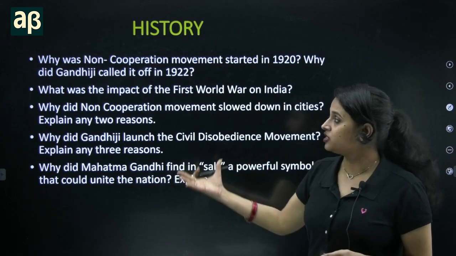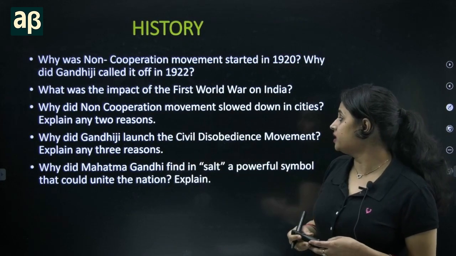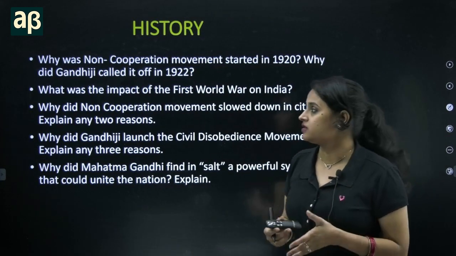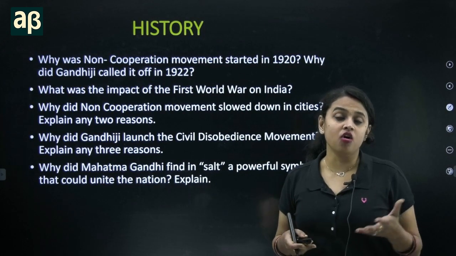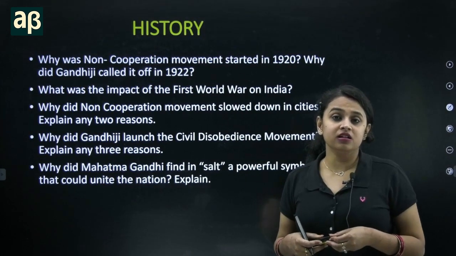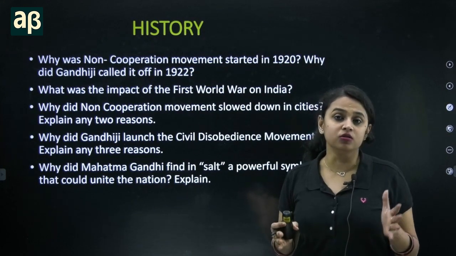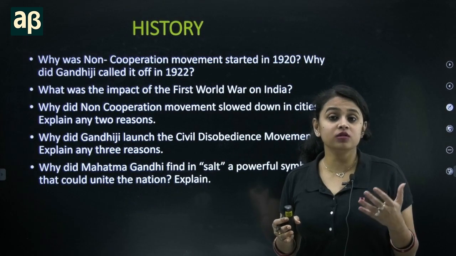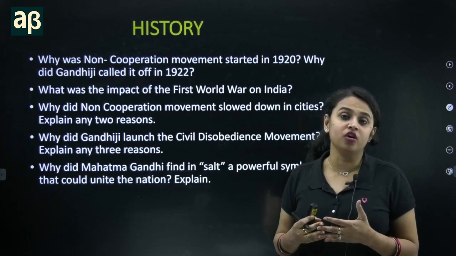Then another question, most likely: why did non-cooperation movement slow down in cities? Explain any 2 reasons. The non-cooperation movement slowed down in cities because people had decided that they would be boycotting the foreign goods, and they were influenced and motivated to buy the indigenous product.